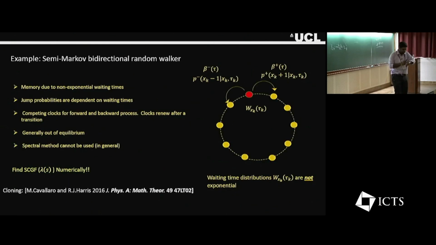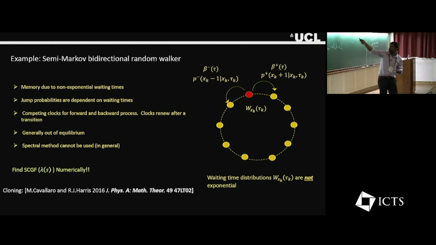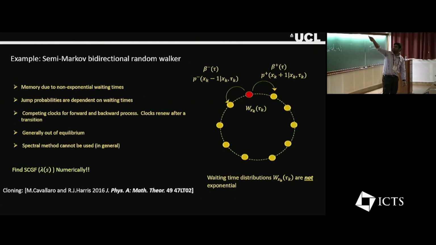Now let me introduce memory a little quickly. I'll take the same example and focus on a very specific class of memory called the semi-Markov memory, where I replace this waiting time, which was exponential in the previous case, with a non-exponential distribution, such that now all the rates are dependent on the waiting time. Also the transition probabilities, of course, because they are now dependent on how long the particle waits. Here you have to calculate the SCGF numerically, because analytical techniques, except for very special cases, are not really possible.